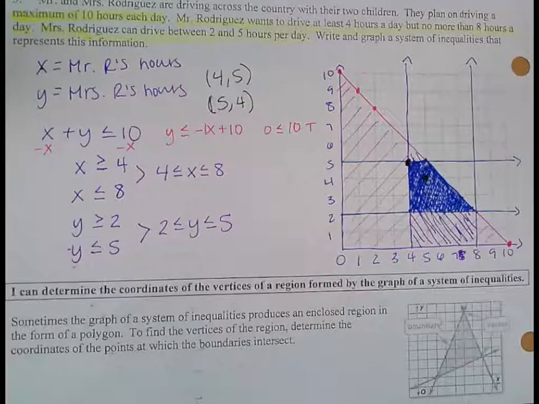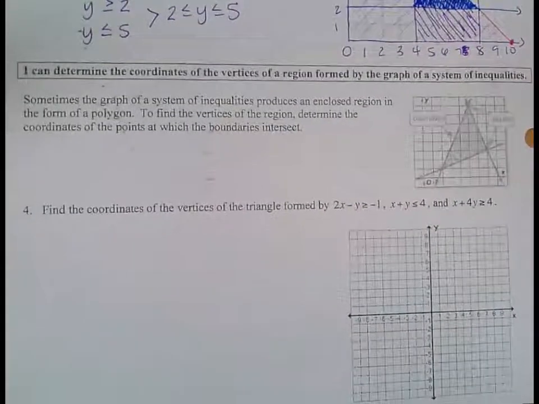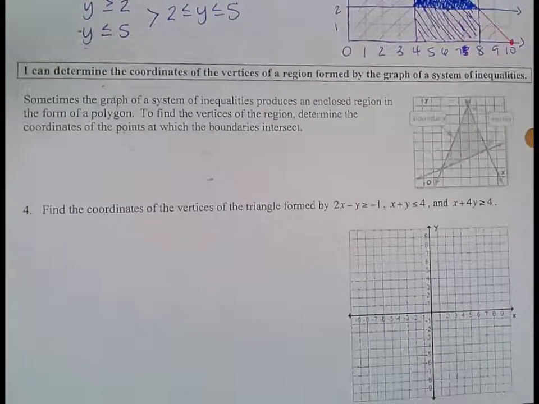Okay, then the last example, this is actually leading us into the next section, which is on linear programming. It's using systems of inequalities for linear programming, which is where, if you're given a situation, you can use a system of linear inequalities to find a maximum or minimum amount. So we're kind of just leading into it.